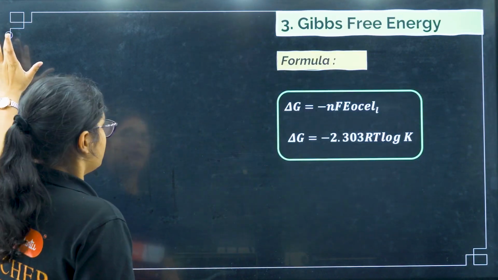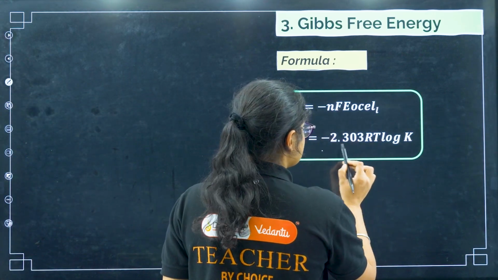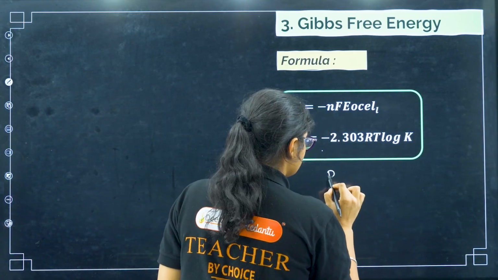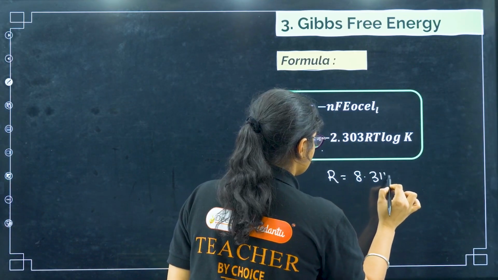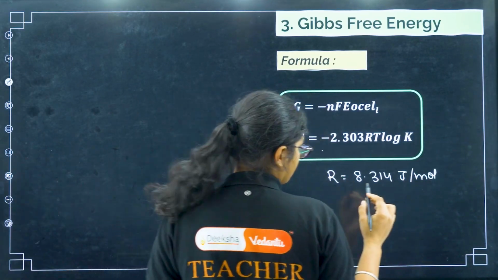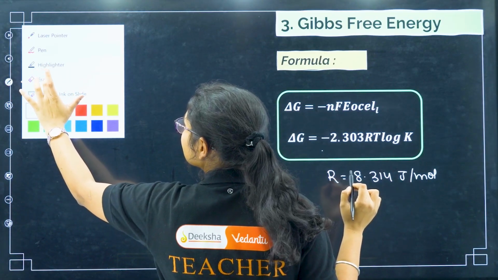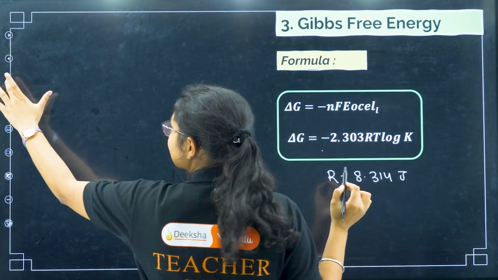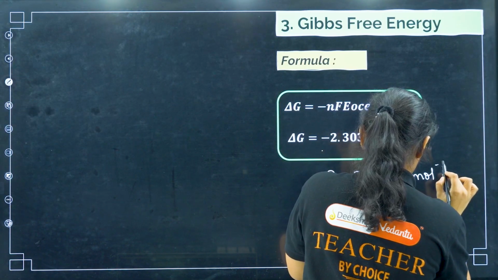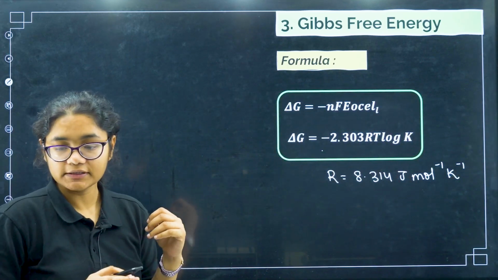Next formula, delta G is equal to minus nF E naught of the cell, and delta G is equal to minus 2.303 RT log K. Again here, what is the value of R? Here it is 8.314 joule per mole Kelvin inverse. Okay, clear?